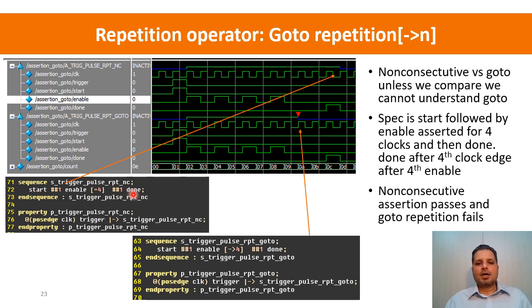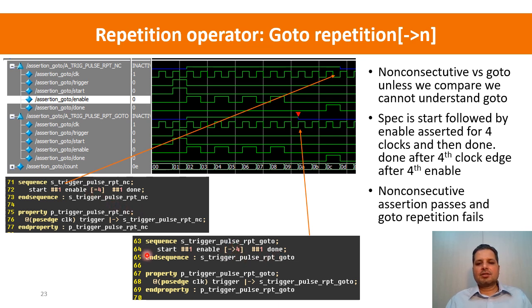So that is the sequence we are looking for, and then at the passage of clock we wait for the trigger, and then we are checking whether the non-consecutive repetition sequence holds. Okay, so this is the way we have done the non-consecutive repetition, and this is exactly the same sequence, and the only change over here is I have replaced it with the go to repetition. Okay, so I hope this is clear.